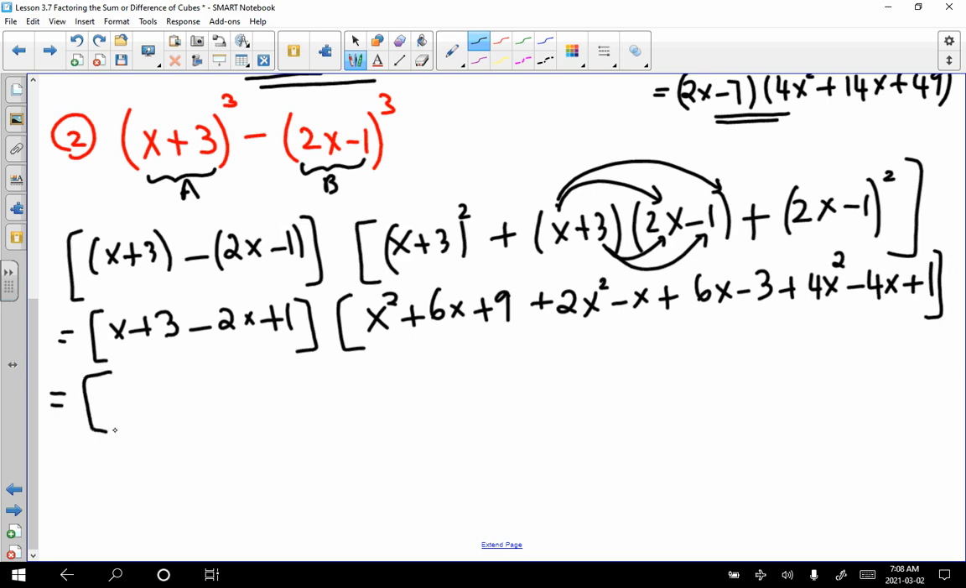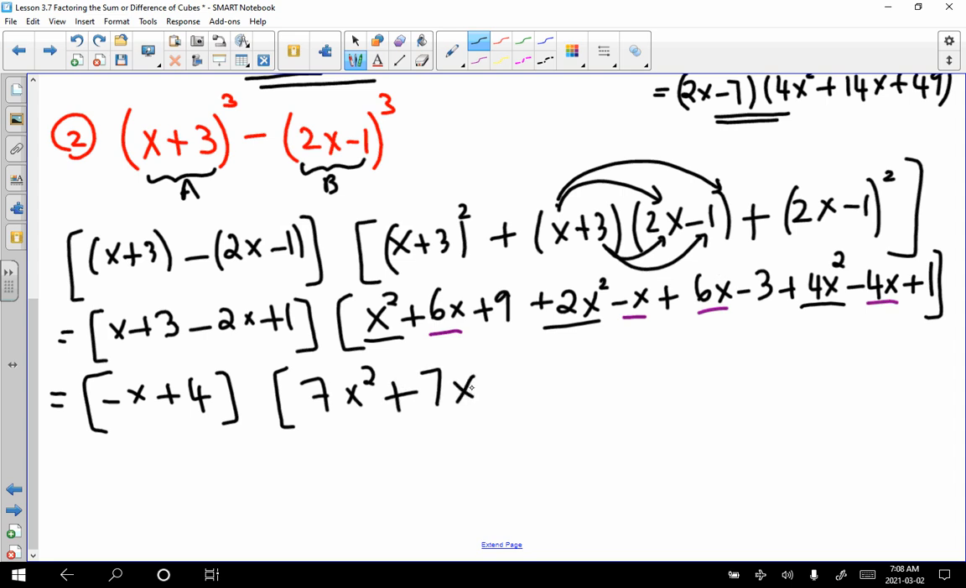Now, a lot of work here. You got to add the like terms, negative x plus 4. And in here, it's a lot of like terms you can add. So x squared, x squared, x squared, right? So 2 plus 1 is 3, plus 4 is 7x squared. And then the terms in x are 6x, minus x, 6x, negative 4x. So that will be 6 minus 1 is 5, plus 6 is 11, minus 4 is 7, plus 7x.